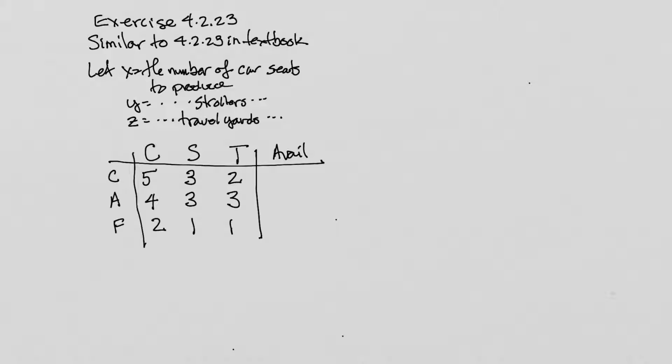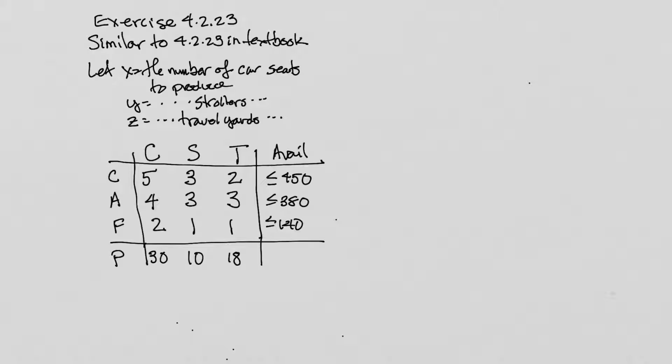Now, reading on in the problem, here's what we have. There's 450 hours available for creation. So this has got to be less than or equal to 450 because we don't have to use all of them, but we have at most 450 hours available for us. Less than or equal to 380 hours for assembly, and less than or equal to 140 hours for finishing. And then we're going to have our profit. I'm going to put down here in the very last row. So our profit is this. Car seats produce $30 profit, strollers $10 profit, and travel yards $18 of profit.